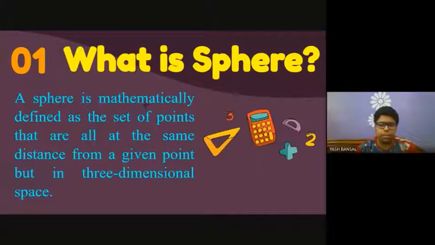What is sphere? A sphere is mathematically defined as a set of points that are at the same distance from the given point but in the three-dimensional space. In short, it is a circle.